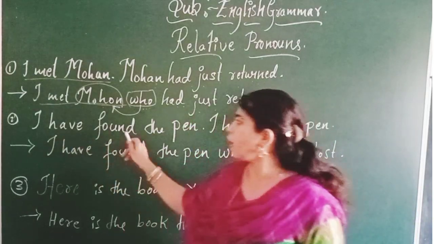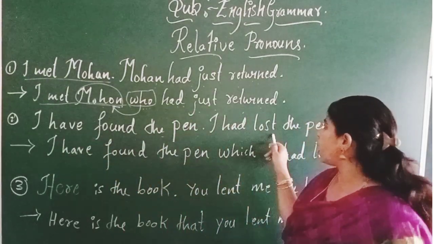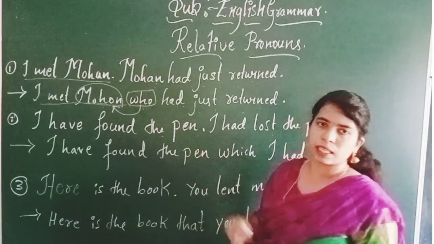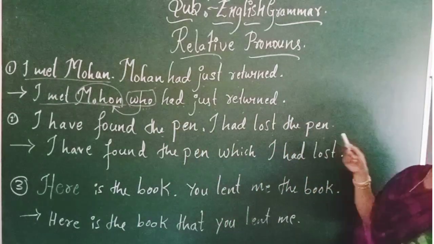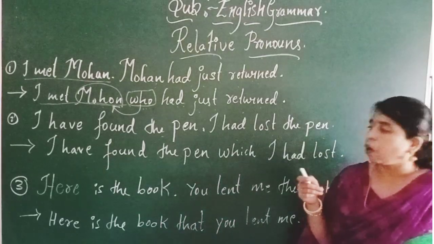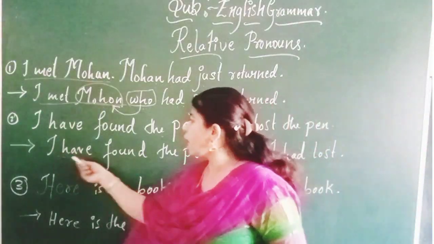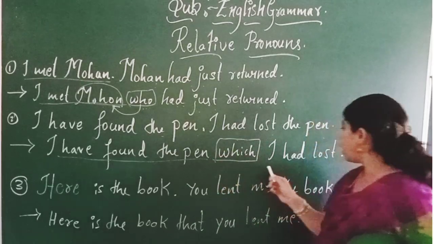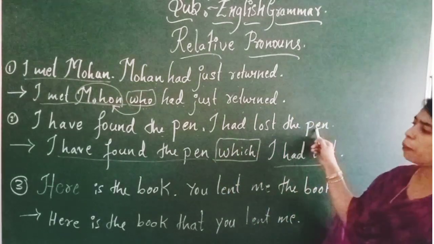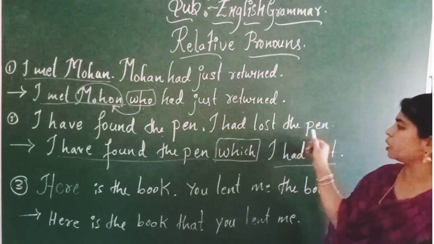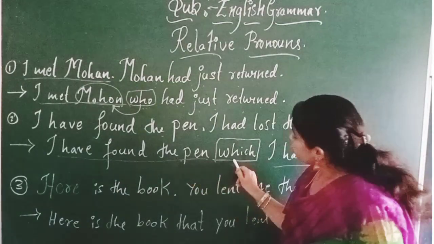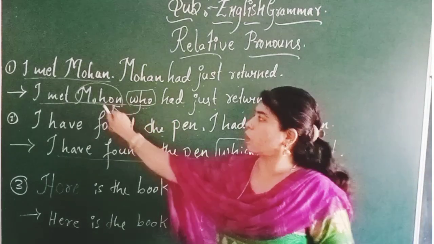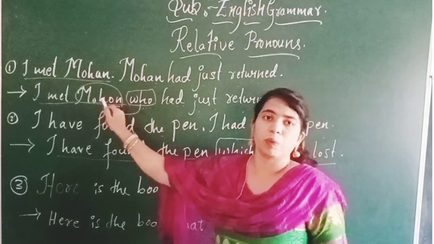Here, I have found the pen. I had lost the pen. I have found the pen is one sentence. I had lost the pen is another sentence. So, I have found the pen which I had lost. Again, the pen is not needed to be added. The pen is already mentioned. This which is talking about this pen. This who is talking about this person, Mohan.